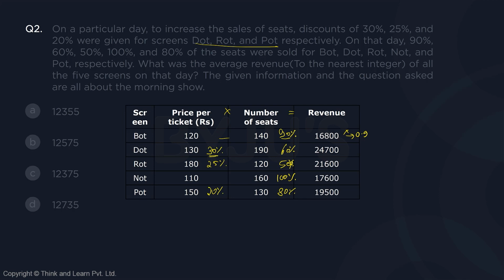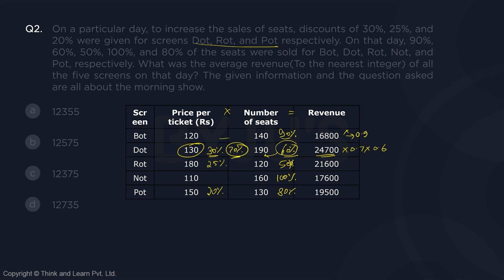Similarly, here we have a 30% discount. So basically the price will be 70% of this, right? And the number of seats will be 60% of this. So the effect on revenue will be what? 70%, right? That is 0.7, and for this it is 0.6. Are you getting the point?